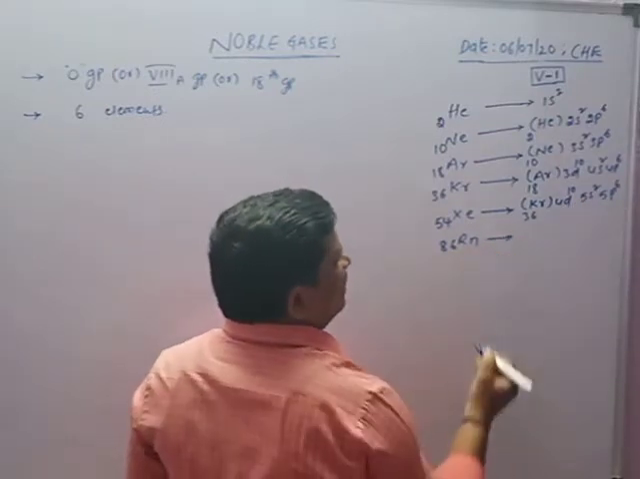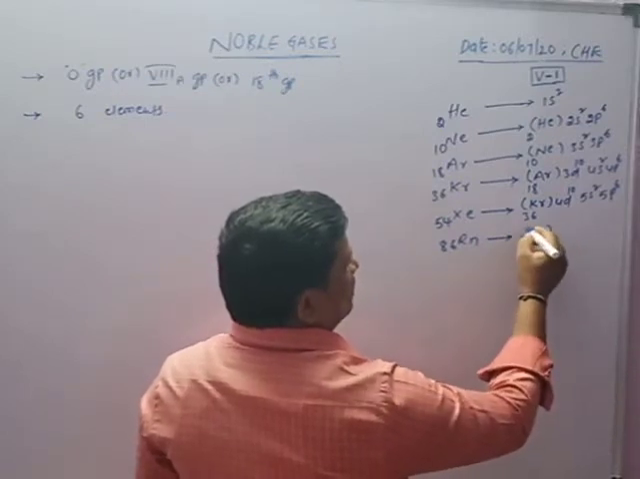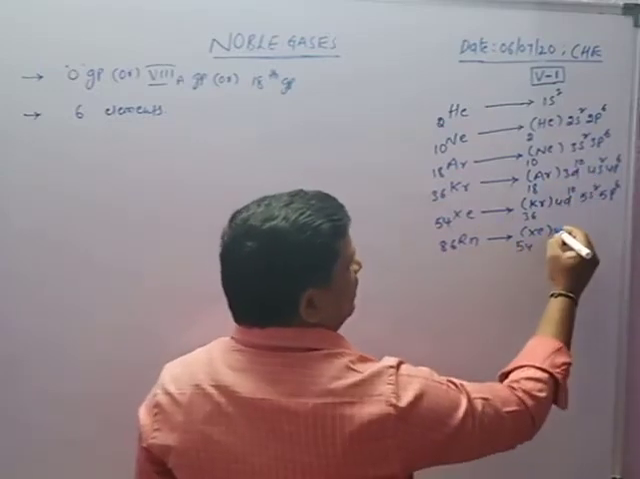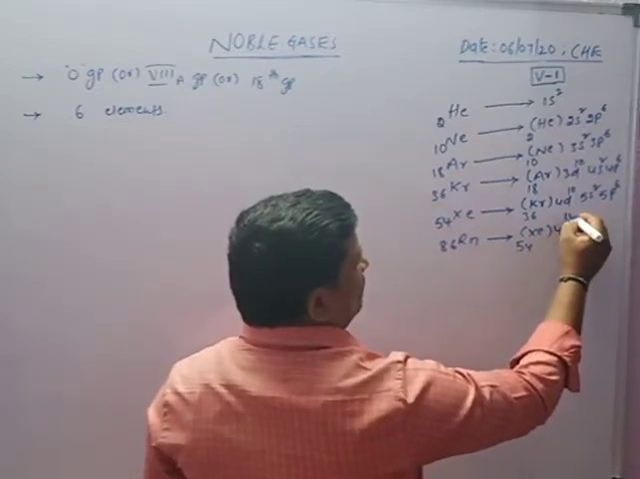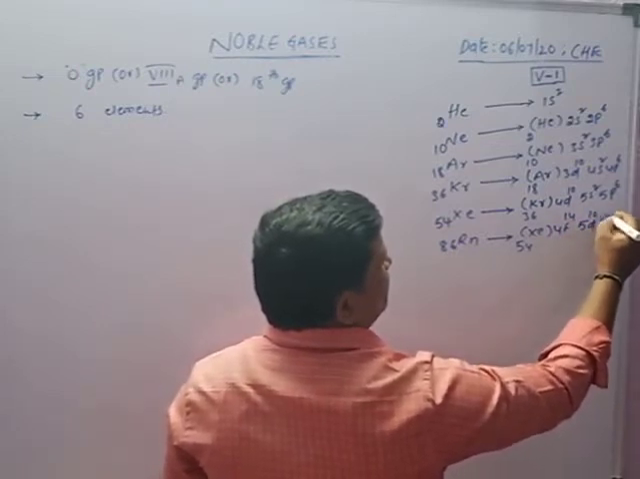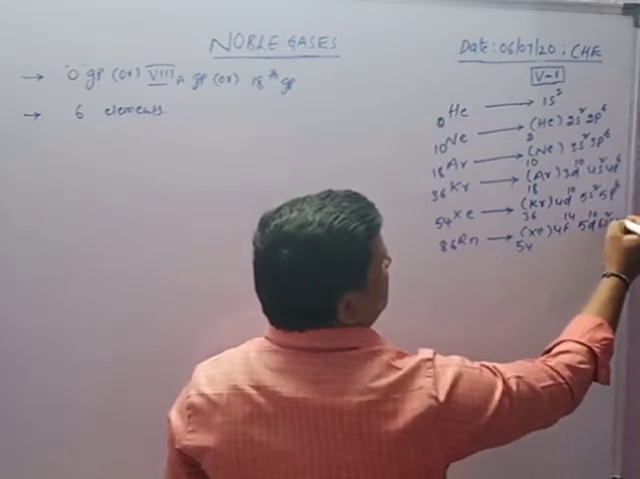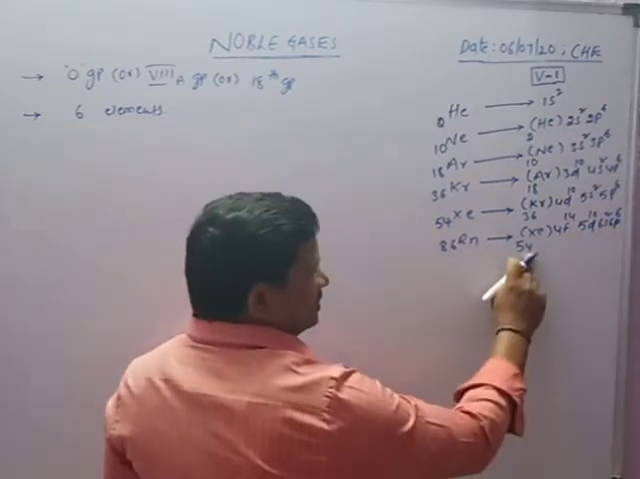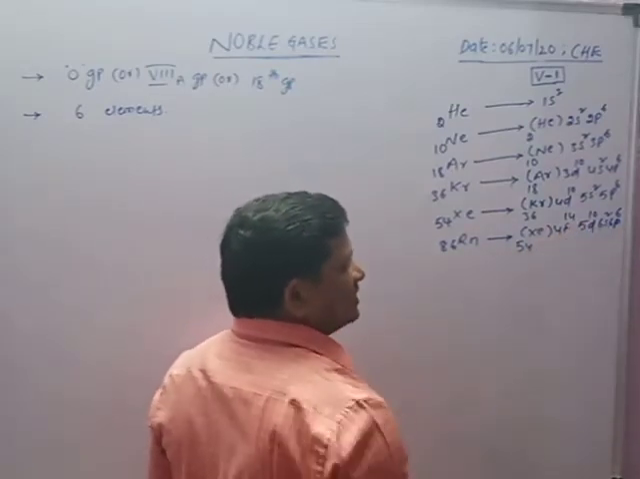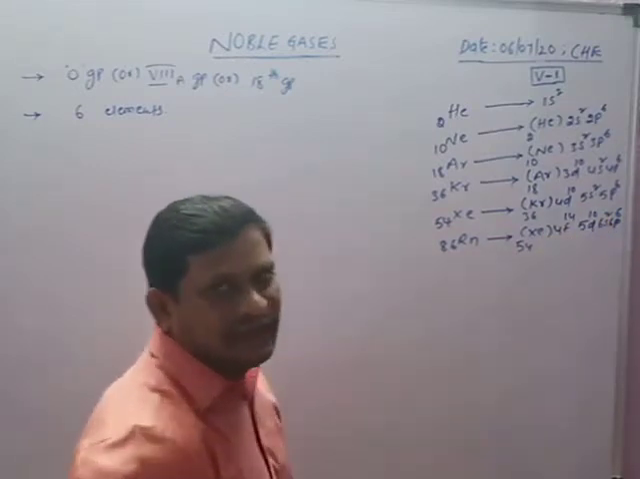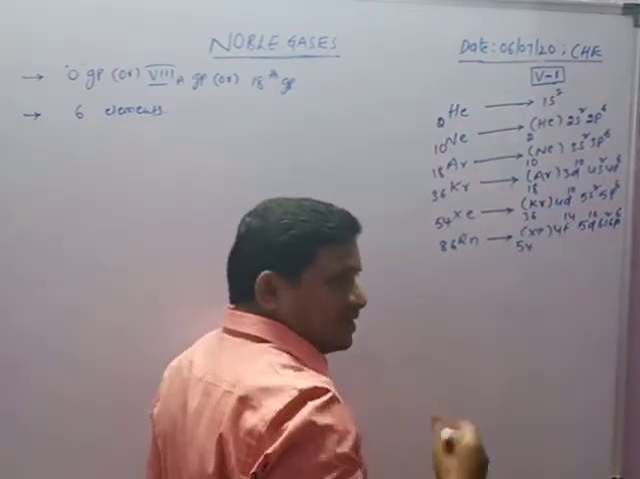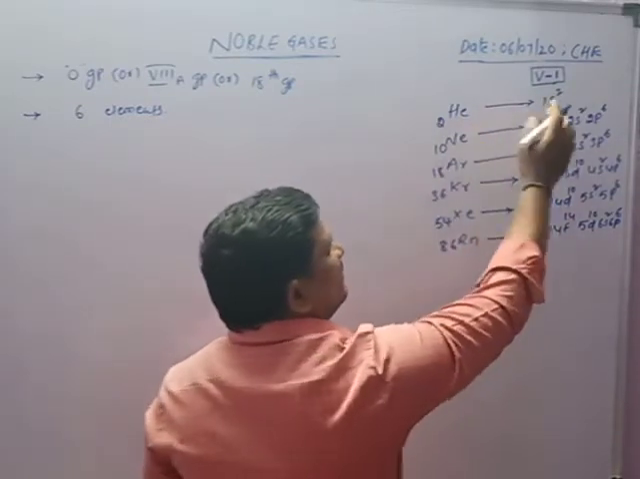The next one is radon. The nearest noble gas is xenon, 54. Then 4f14, 5d10, and next 6s2, 6p6. So 54 plus 14, 68. 68 plus 10, 78. 78 plus 2, 80. 80 plus 6, 86.